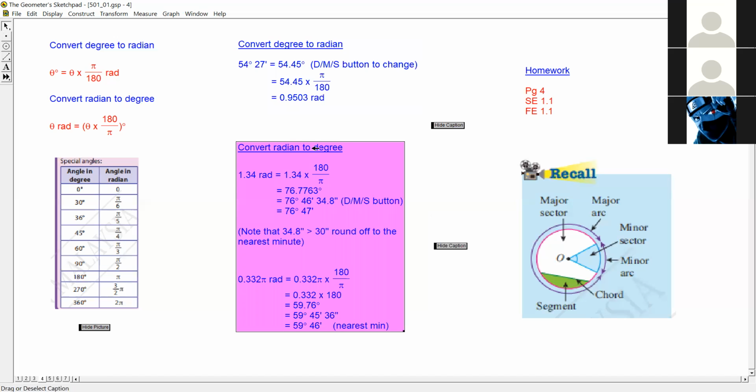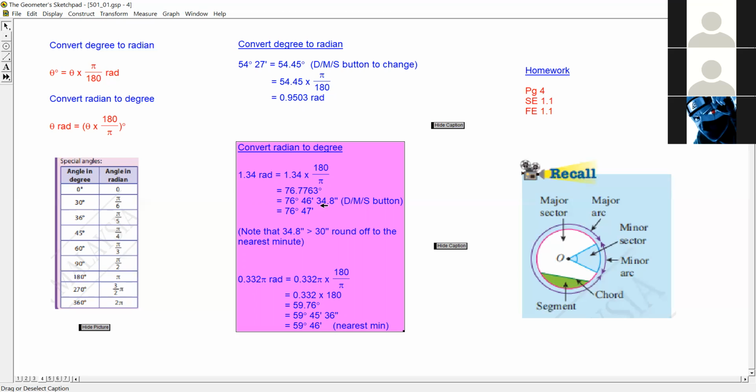Now we are going to convert from radian to degree. Radian to degree, you can see here radian, here degree. We use this formula. So 1.34 radian. Here theta is 1.34 radian. I want to change to degree. So I use 1.34 multiply with pi over 180, then you get this number. Now this number is in degree already. Now if you want to know degree and minute, then you press the DMS button. Then you have 76, 46, 34.8.